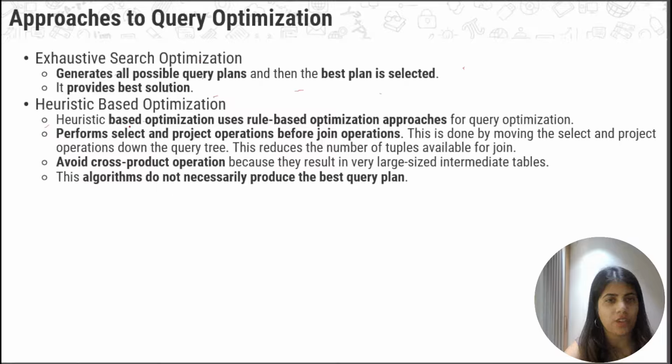Heuristic based optimization uses rule based approaches for query optimization. It performs select and project operations before the join operation, like we did in the last one. This is done by moving the select and project operations down the query tree. This reduces the number of tuples available for join. Avoid the cross product operation because it results in very large intermediate tables. We know the cross product operation generates a lot of query tables. This algorithm does not necessarily produce the best query plan, but it is an efficient one.